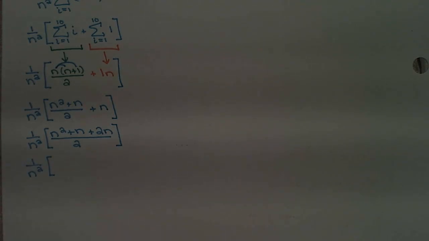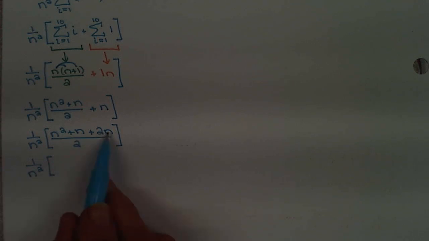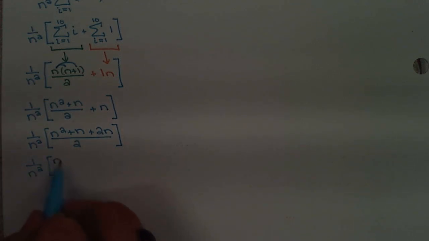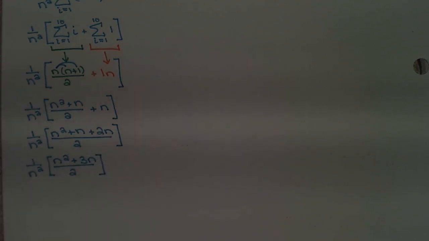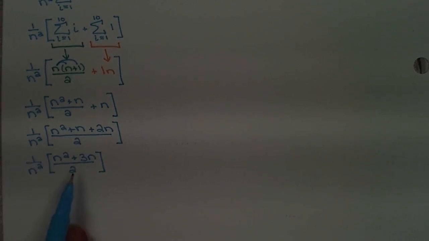Okay, so I'm combining like terms here to turn that into a 3n. So I have an n squared plus 3n over 2. Now what I'm going to do is, even though I just put it all together, I'm going to go ahead and break it back apart so that it becomes a 1 over n squared. This is an n squared over 2, and this is a 3n over 2.